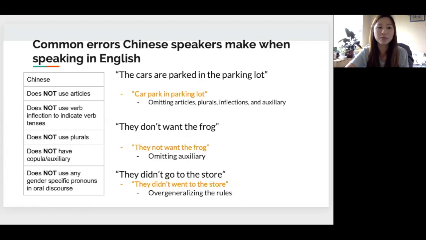Now let's take a brain break, and when you're ready, I'll see you in part 2 of the video, which will dive into the characteristics of Cantonese SLI.